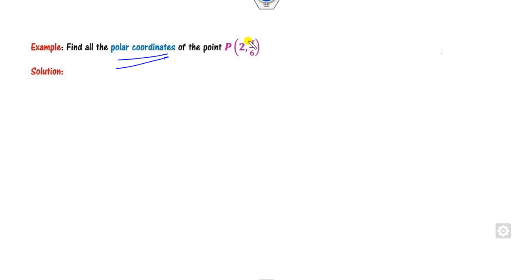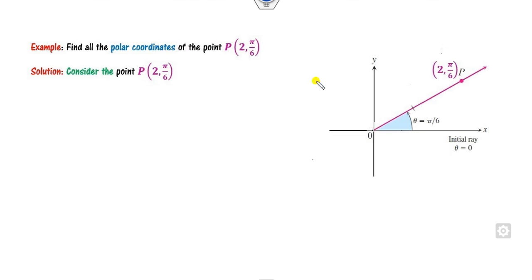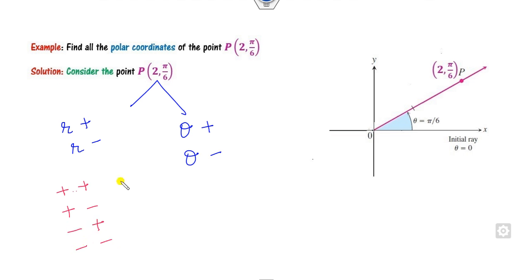It means that's very simple. You can firstly write here. I will tell you the simple way how you can write all those coordinates. Firstly, you can take r is positive, r is negative. Second is theta is positive, theta is negative. So there are four coordinates. Like when r is positive, theta is positive; r is positive, theta is negative; r is negative, theta is positive; r is negative, theta is negative. These are the four coordinates you can obtain.